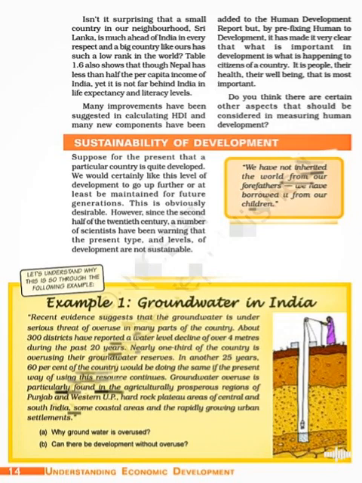So after this, many improvements have been suggested in calculating HDI, and many new components have also been added to the Human Development Report. But what is important in development is what is happening to the citizens of a country. It is people, their health, their well-being that is most important. In what respect is the criteria used by the UNDP for measuring development different from the one used by the World Bank? Now we have to discuss this. So now let's see.